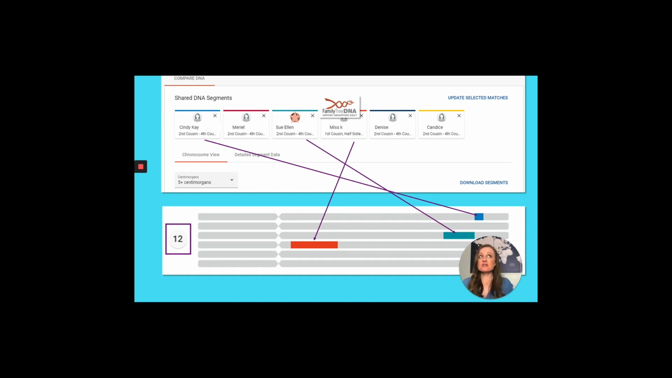So if you're thinking about this and you know that all of these people shared xDNA, theoretically, if we scroll down to the xDNA line, we should see a color, a piece of DNA shared for everyone.